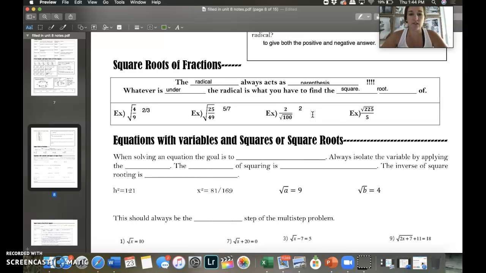2 is not under the radical, so we're not finding the square root of 2. So we're going to leave it as 2 over, well, what's the square root of 100? 10. Ooh, hey, we can simplify even further. 2 divided by 2 is 1. 10 divided by 2 is 5. So 2/10 simplifies to 1/5.